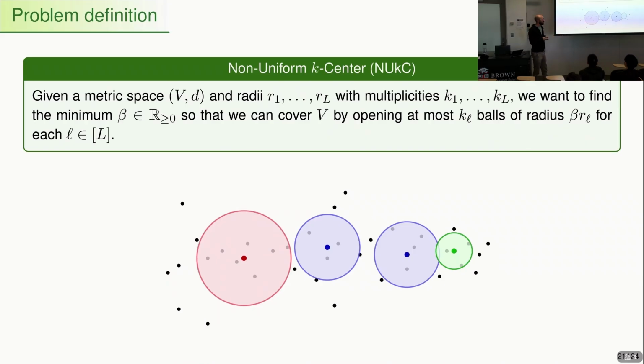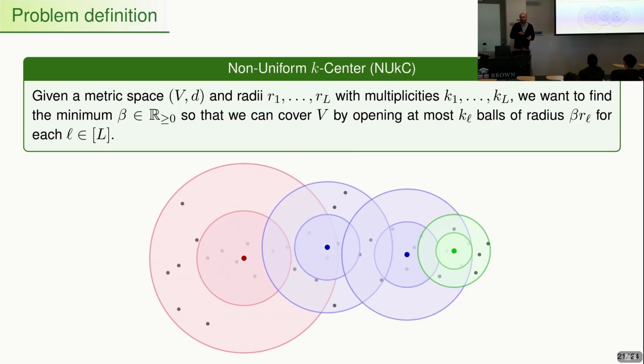This does not yet cover all of our vertices. But if we would increase each of them by a factor of 2, then we would cover everything. So this would then be a 2 approximate solution. So this is the factor that we want to minimize. By how much do we need to enlarge these balls?